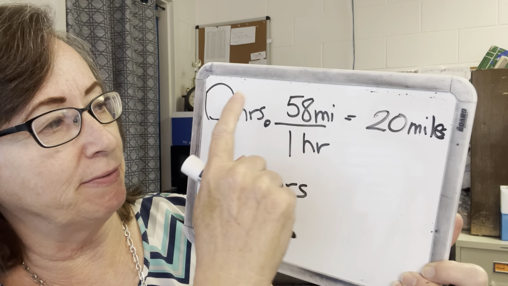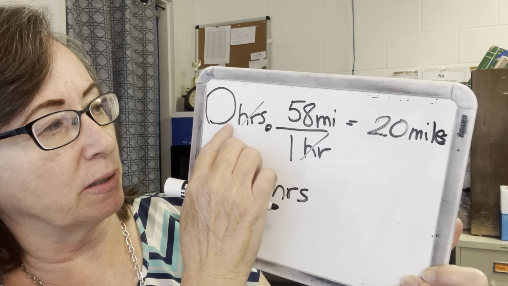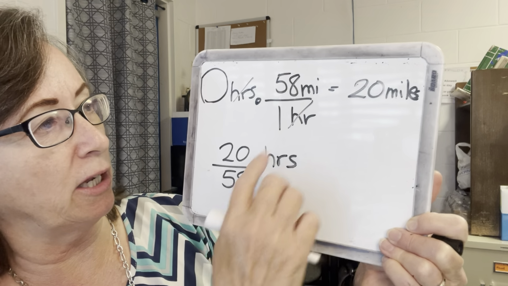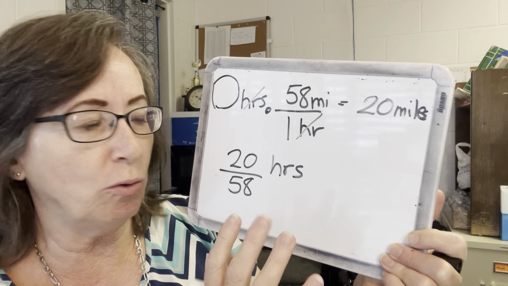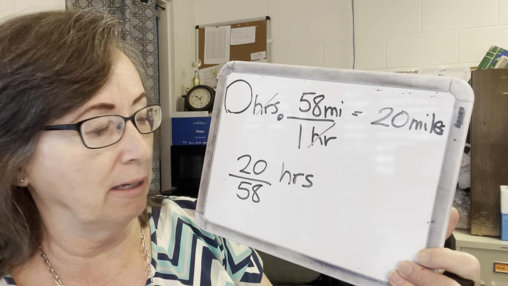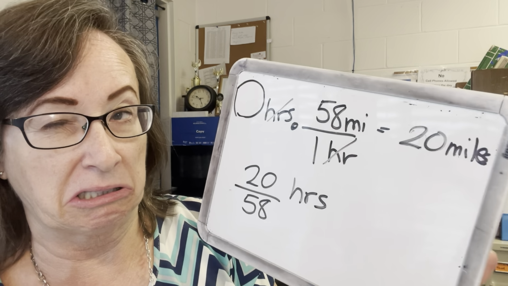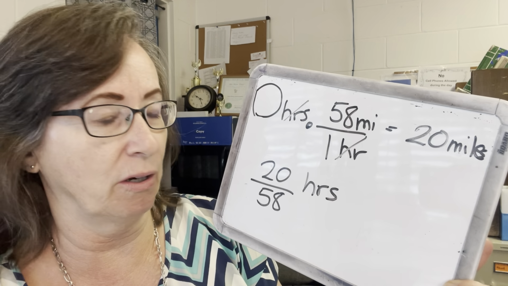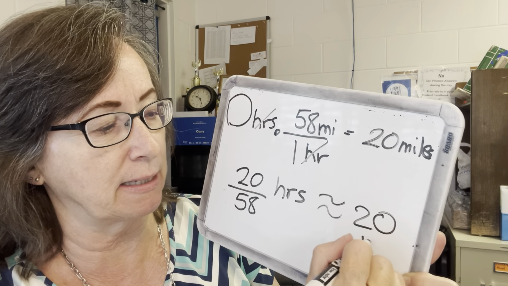20 divided by 58, the hours cancel the hours, will give me the part of an hour that we're going to go. So we're going to go 20 over 58 hours, which, if you are approximating, which your book is telling you to approximate, we're going to look at, say, 58 is really close to 60. 20 divided by 60 is 1/3.